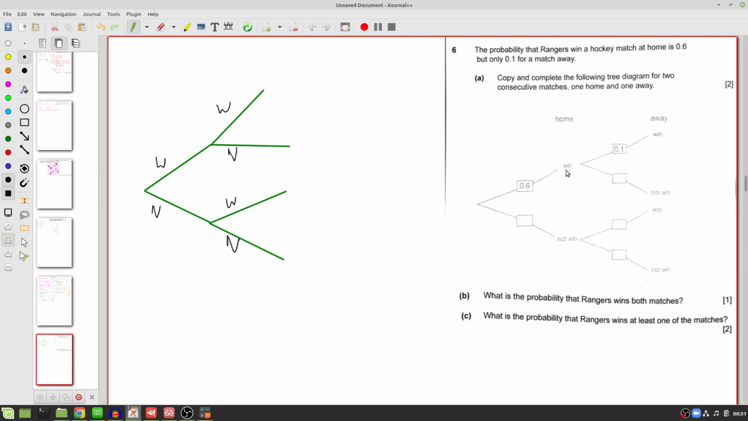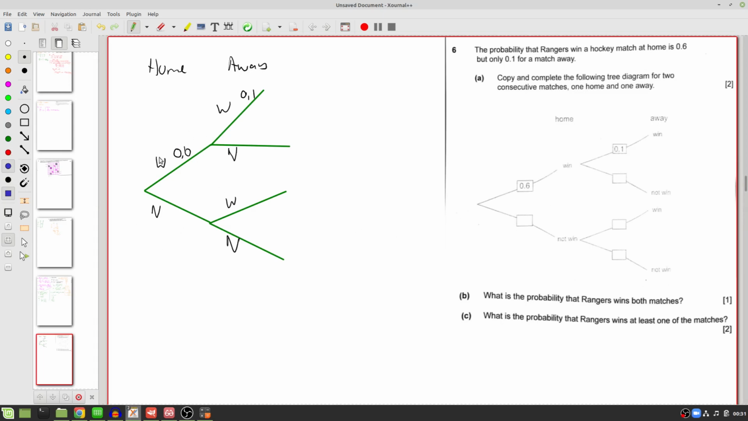Now we're told it's 0.6 for a home game. So this is 0.6. And for an away game, it's 0.1. So let's write this as well. Home and away. Okay, that is copied. Now we need to fill in the rest.